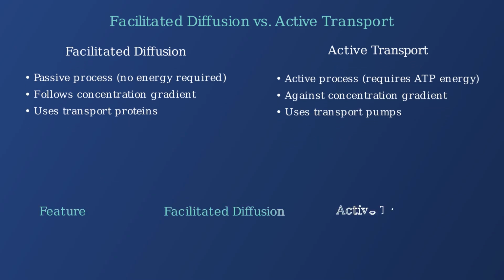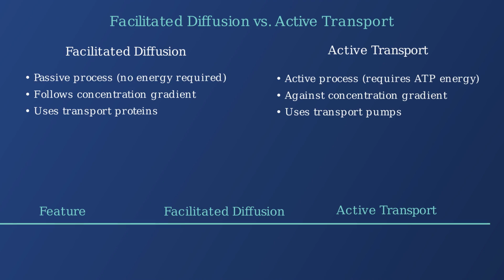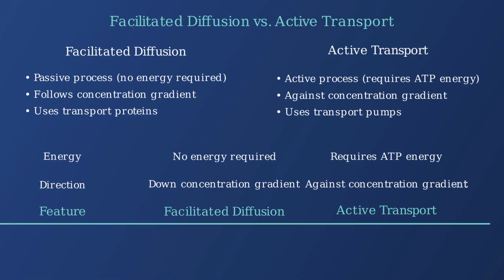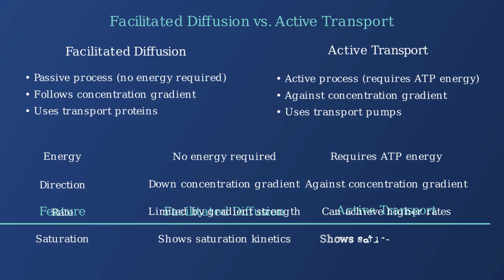Let's compare these two transport mechanisms side by side to better understand their key differences. While facilitated diffusion requires no energy, active transport depends on ATP as an energy source. Facilitated diffusion always moves molecules down their concentration gradient, whereas active transport can move molecules against their gradient. The rate of facilitated diffusion is limited by the strength of the concentration gradient, while active transport can achieve higher transport rates. Both processes show saturation kinetics, meaning they can reach a maximum rate when all transport proteins are occupied.